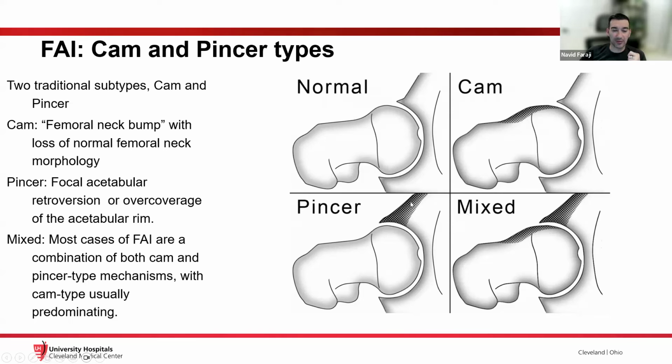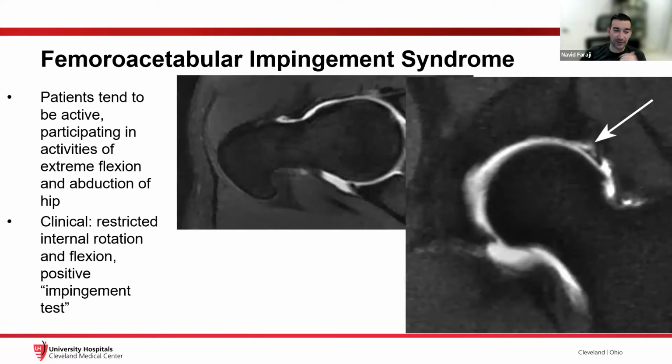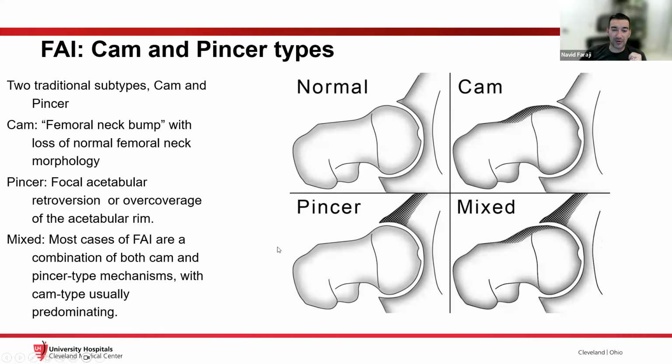That's what we're looking for, these morphologic findings. Now, it's really important to know that just because the patient has the anatomy doesn't mean they have the pathology. So you definitely have to correlate with your physical examination, whether they have positive impingement tests and restricted internal rotation and flexion and things like that. So we're going to rely on you to diagnose the patient with the clinical syndrome. We can only assess for the anatomic and morphologic abnormalities.